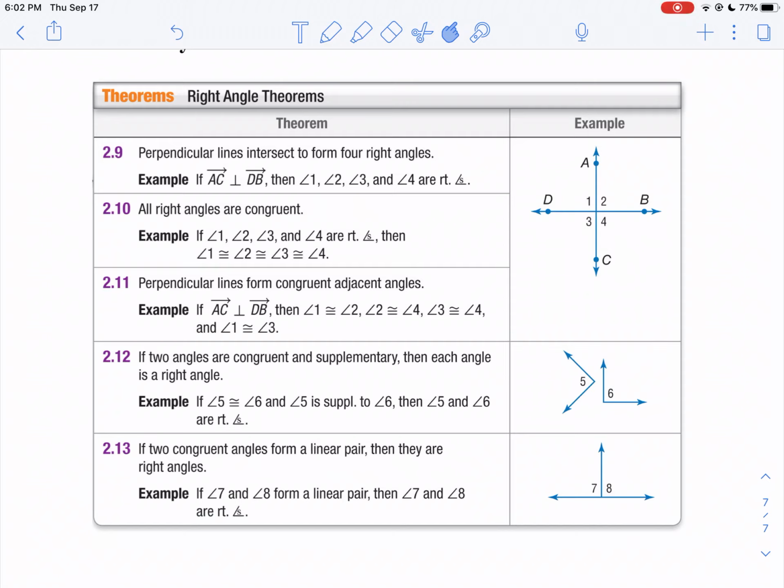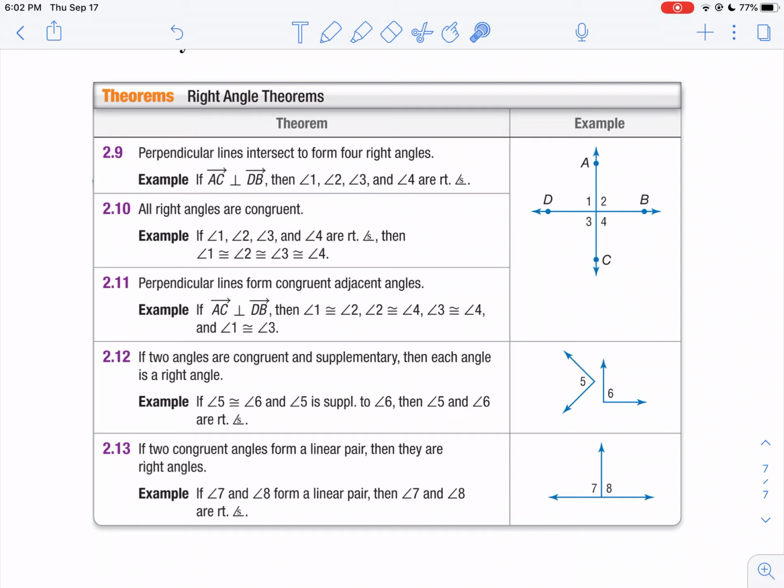In the last part of our seminar, we're going to be looking at right angle theorems. Notice none of these have names. So if you use them, you're going to have to write them out, and you're not going to use them very often, but obviously we'll probably use them on an assignment or a problem here or there.